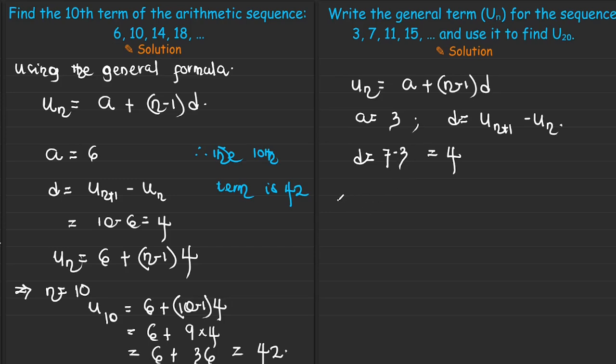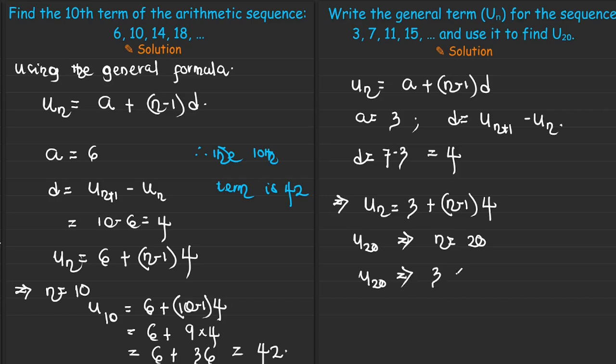If D is 4, then it simply implies that our general term Un is giving us A, which is what? A 3. So 3 plus (n minus 1) D, where D is also 4. You see, now this is our general term. We said we want U20. So for U20, it simply implies that our n is equal to 20. So doing our necessary substitution, our U20 is going to be 3 plus (20 minus 1), then times the 4.